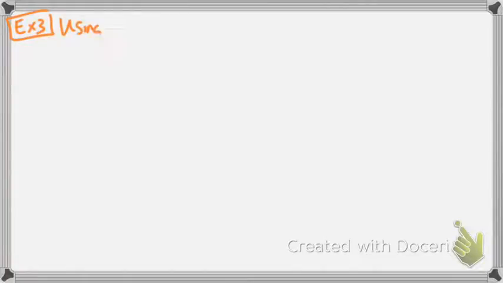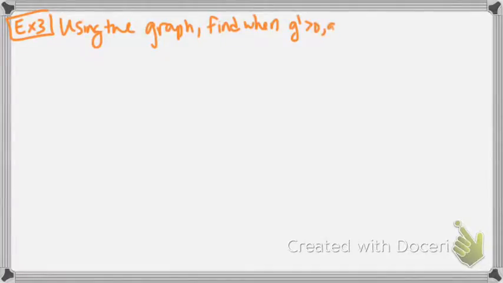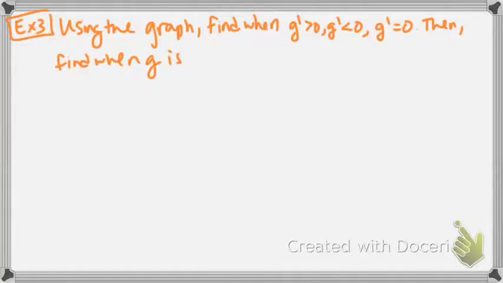Using the graph, find when g prime is positive, g prime is negative, and g prime equals 0. Then find when g is non-differentiable. We'll write down what that word means, don't worry.